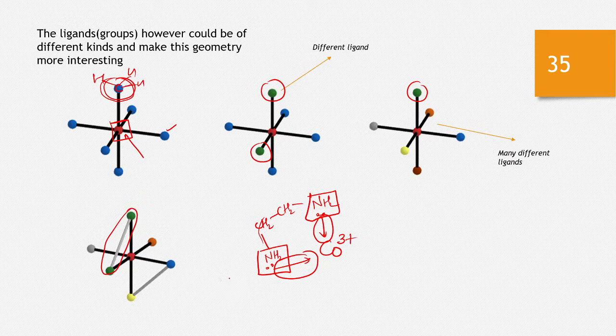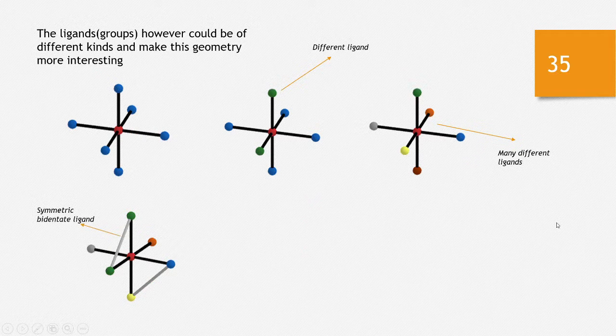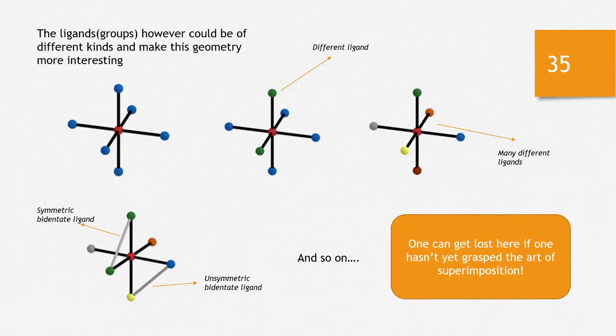This was a symmetric bidentate ligand. For an unsymmetric bidentate ligand, I will use something like this. They will be interconnected, but they will have different colors on the different ends. So this geometry can get very interesting, and let's try to see the stereochemistry.